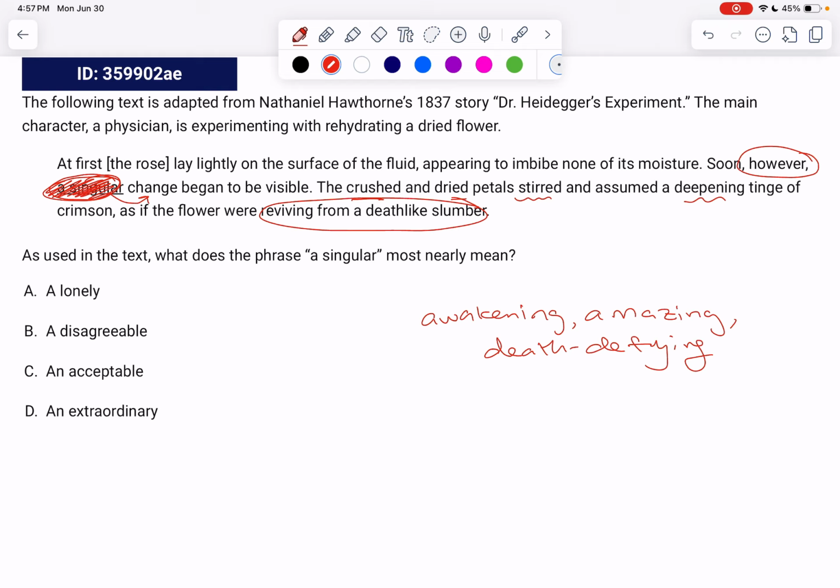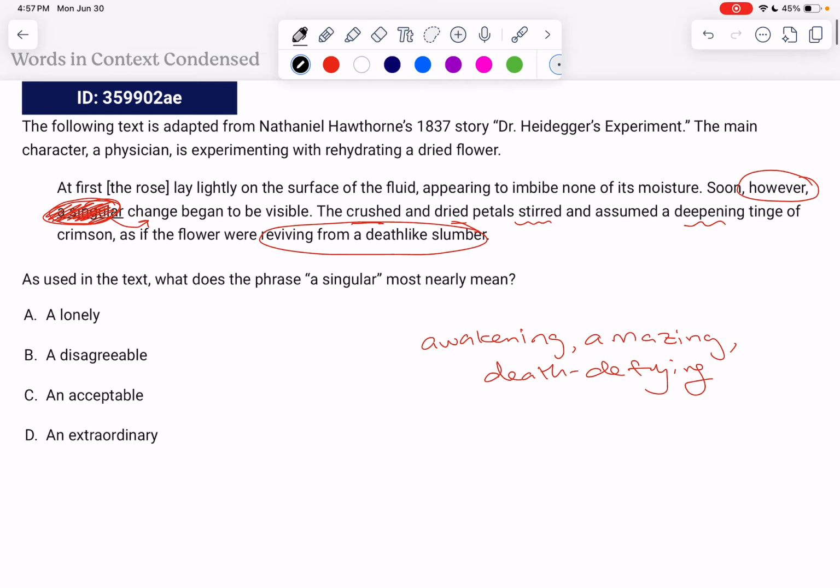So let's go to the answer choices here and see. A, lonely. Do we have any evidence that was a lonely change? We're not seeing anything like that, so let's give it an X. B, a disagreeable change, a change that we find not good. No, we don't really see that. It was coming back to life. It's awakening. It's amazing. It's death-defying. So we're going to give that one X.